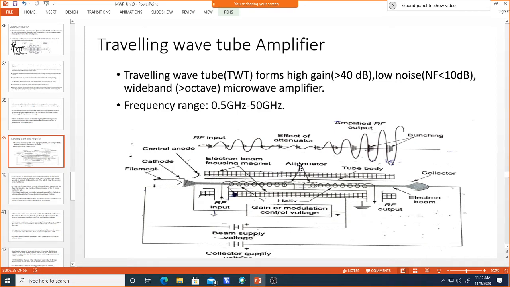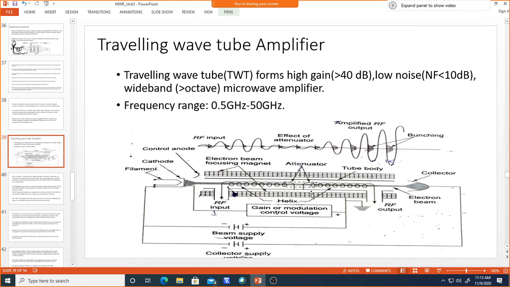An attenuator is placed because any impedance mismatch inside this structure will reflect the signal from the output. In order to attenuate that reflected signal and to avoid forming oscillations, this attenuator is placed. The RF input is given to the helix without touching it, by using a coupler. At both the input and output, couplers are used to couple the power to the helix.